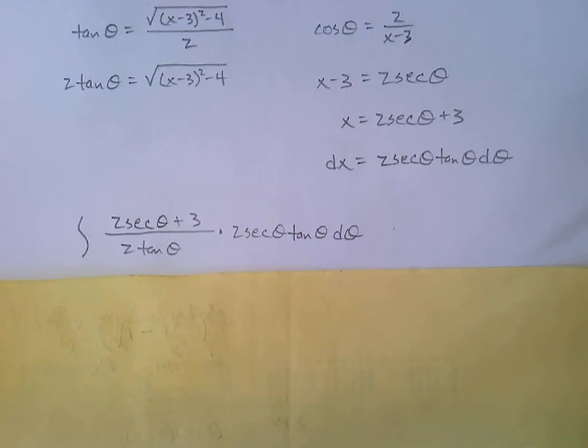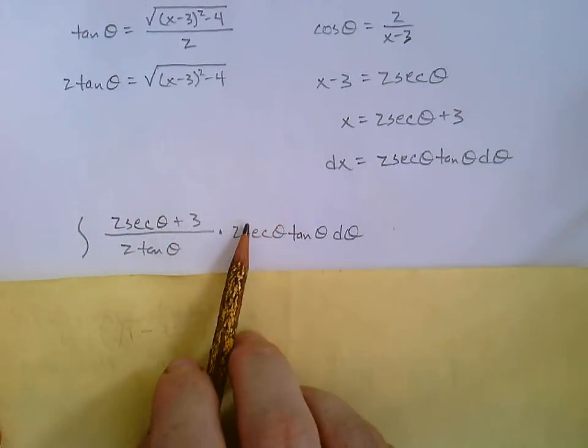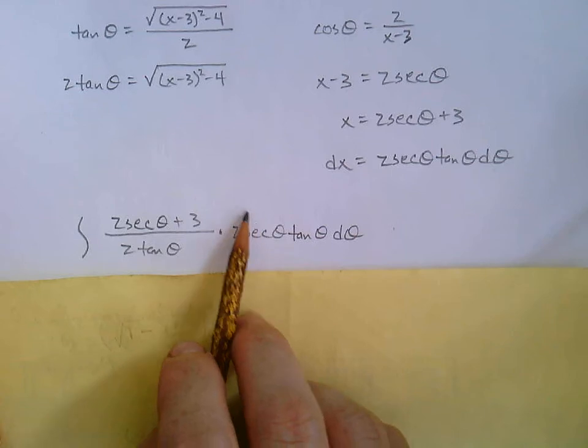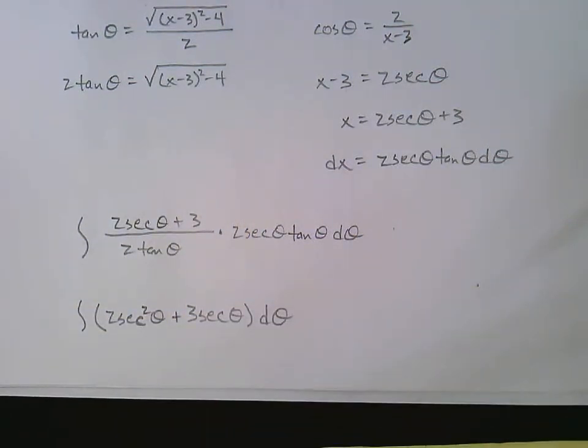Okay, give you a moment to write that. Pause if you need to. Now we get some pretty nice cancellation, right? The 2 and the tan theta. And then I'm going to go ahead and distribute that remaining secant theta, because, well, what else are you going to do with it? So we'll clean this up as much as we can, leaving us with the integral of 2 secant squared theta plus 3 secant theta d theta.